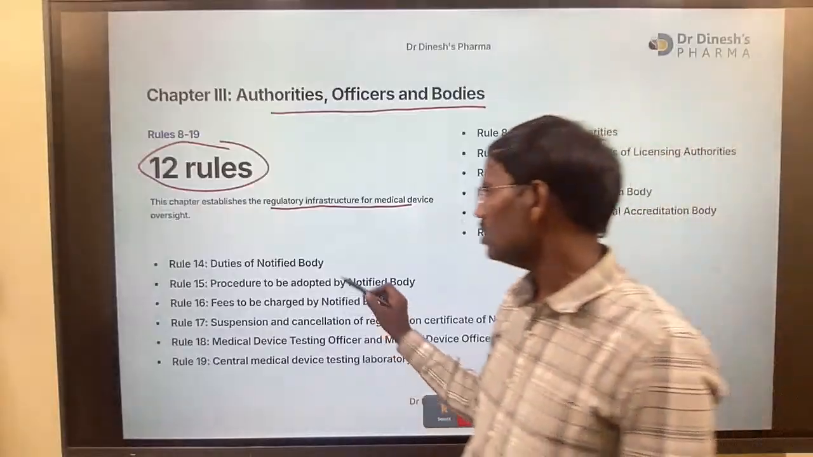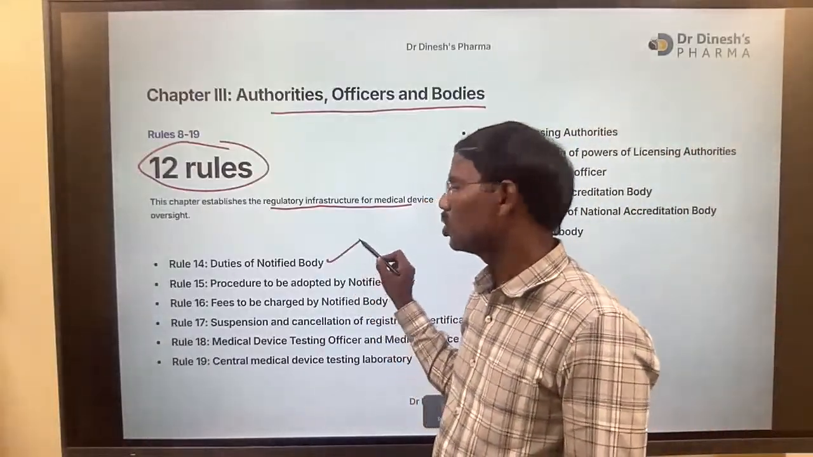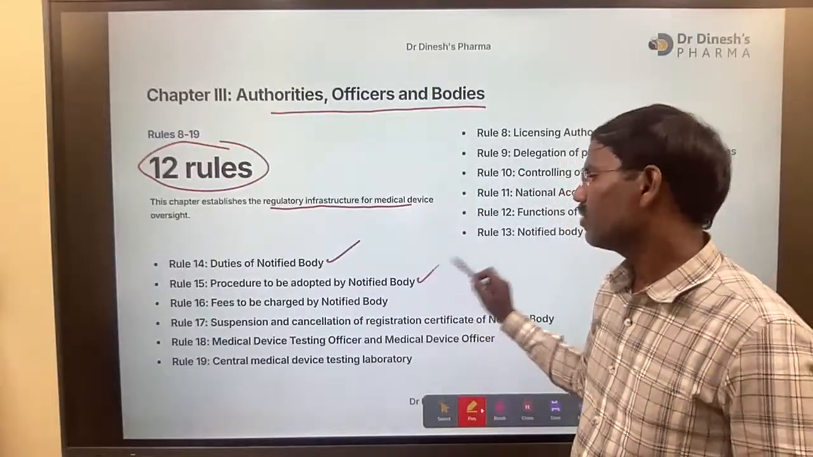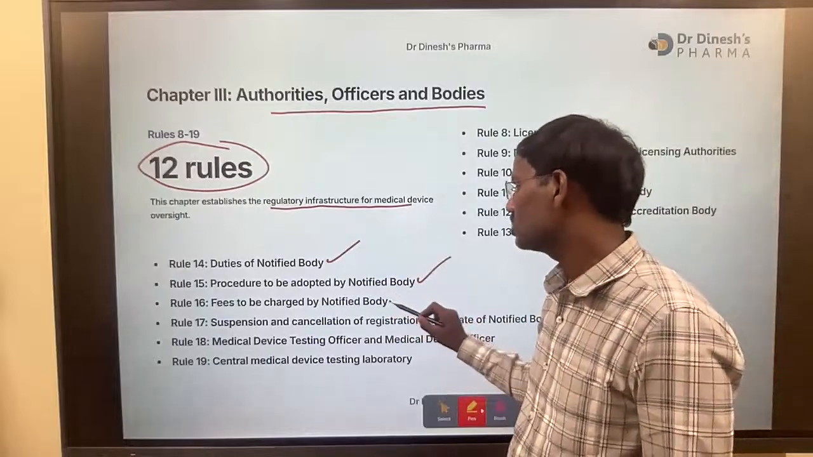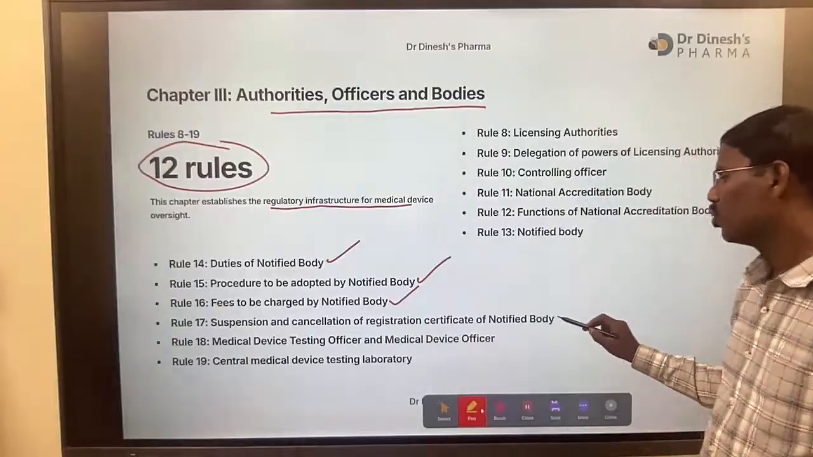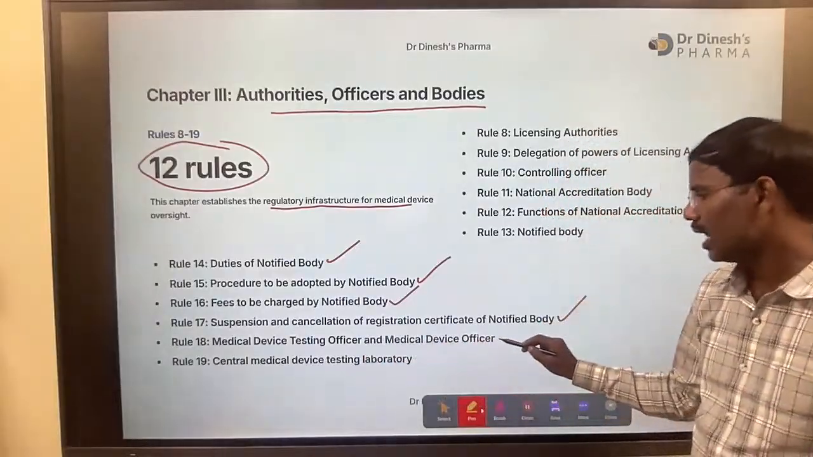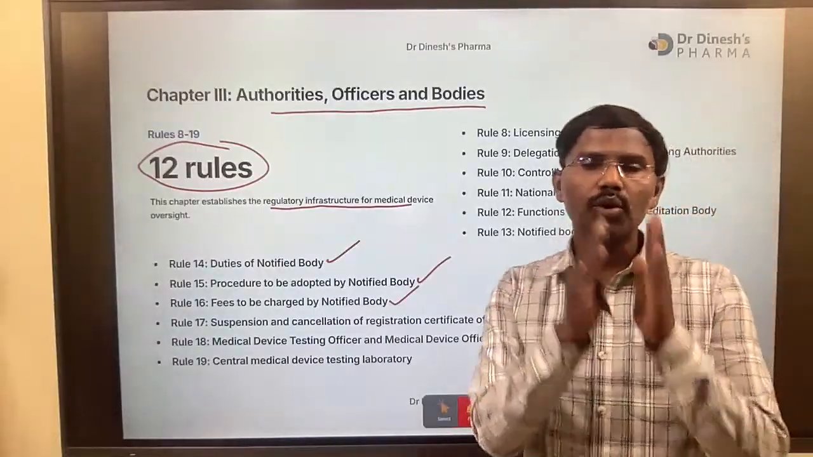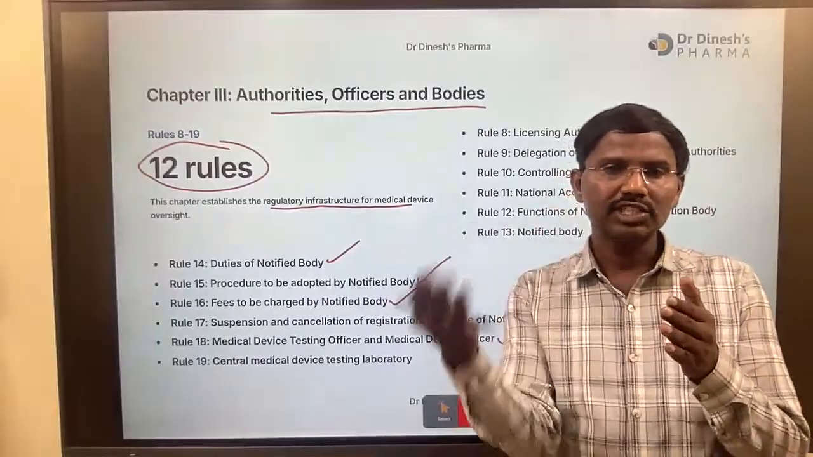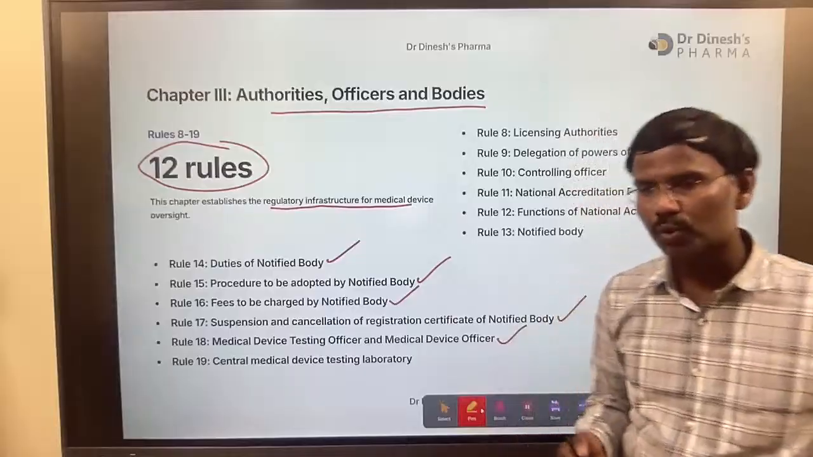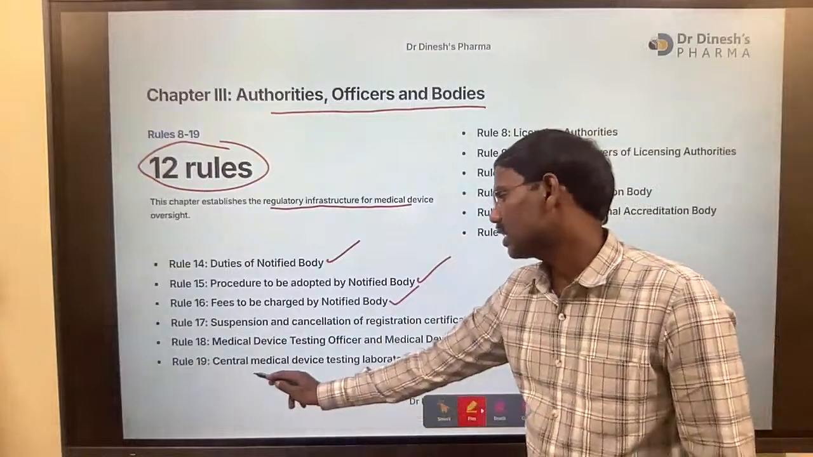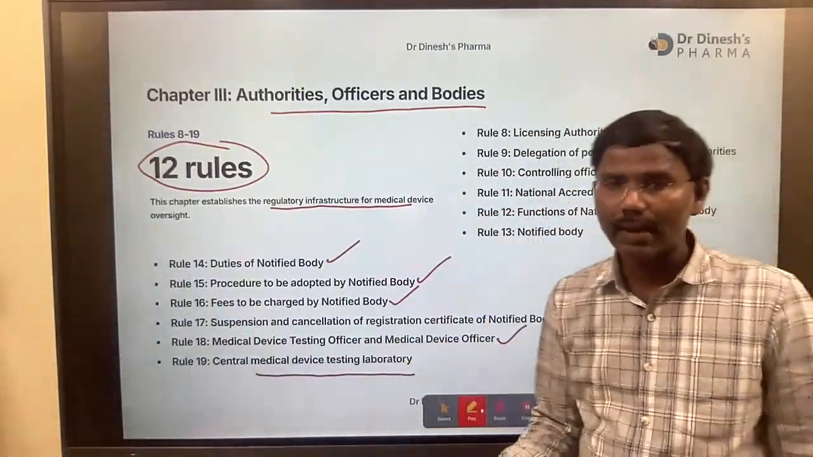Rule number 14 talks about notified body. Rule 15 talks about procedure to be adopted by notified body. 16 talks about fees to be charged by notified body. And 17 talks about suspension and cancellation of registration certificate of notified body. Then medical device testing officer and medical device officer: rule 18 talks about both officers. The medical device testing officer is the person who will give the test reports. Both come under rule 18. And rule 19 is the central medical device testing laboratory. It talks about the laboratory.